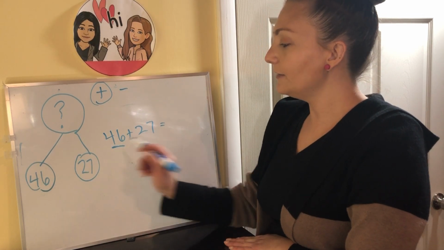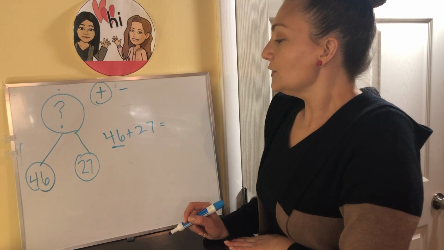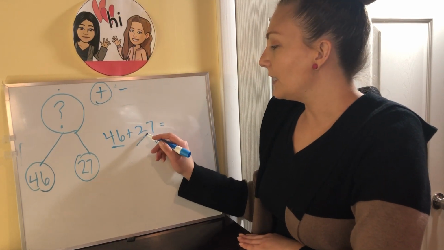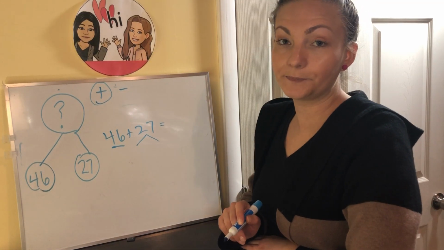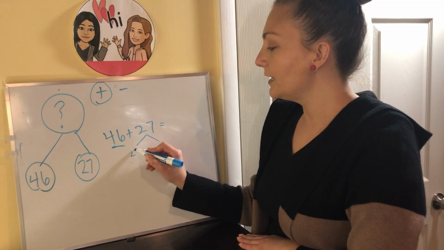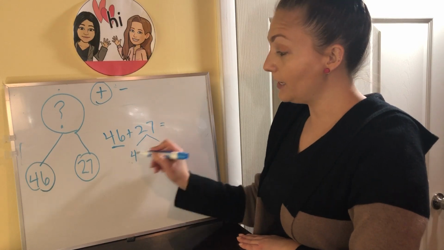I see that this number is kind of close to 50. So I want to get it to 50. Maybe that'll make it easier to add. How many more do I need to make it get to 50? I need 4 more. And I can take 4 from him and borrow it.